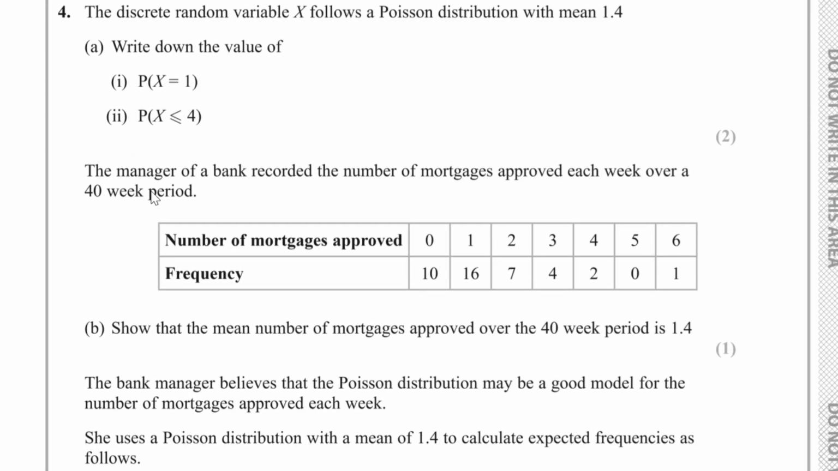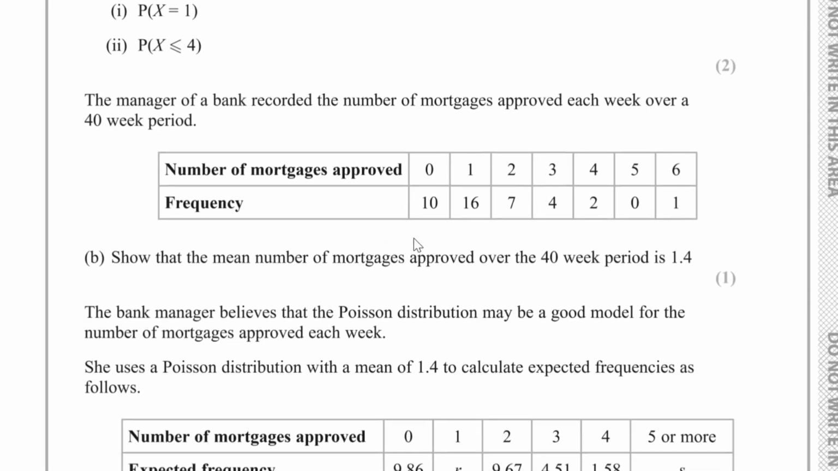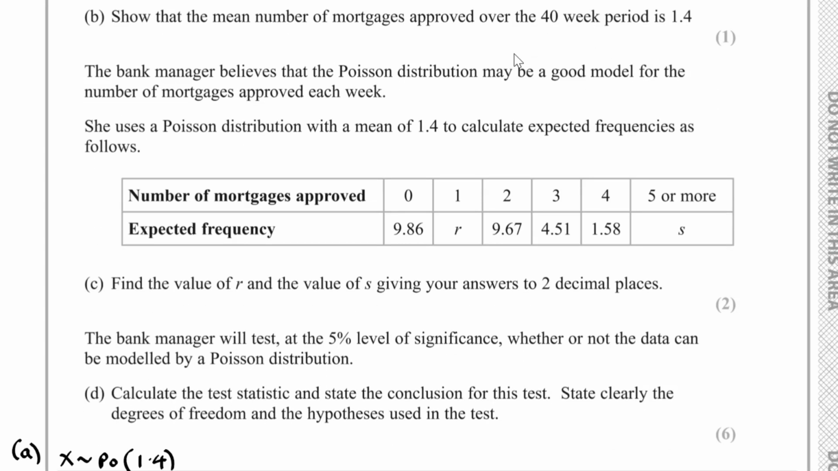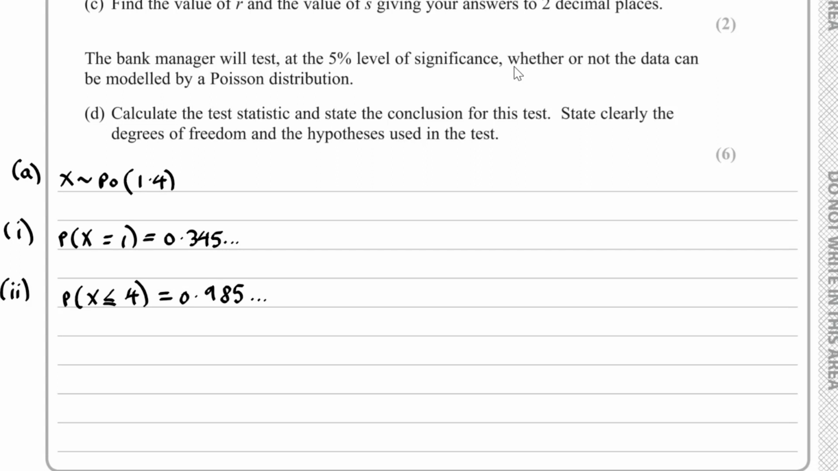For part B, the manager of a bank recorded the number of mortgages approved each week over a 40-week period, and that's shown in that table here, and we have to show that the mean number of mortgages approved over the 40-week period is 1.4. So over here we just have to multiply the number of mortgages approved by the frequency, and then we divide by the total of the frequency. This is nothing more difficult than what you'd find at GCSE. So I'll write down all the working out over here, and then we can just stick it into our calculator.